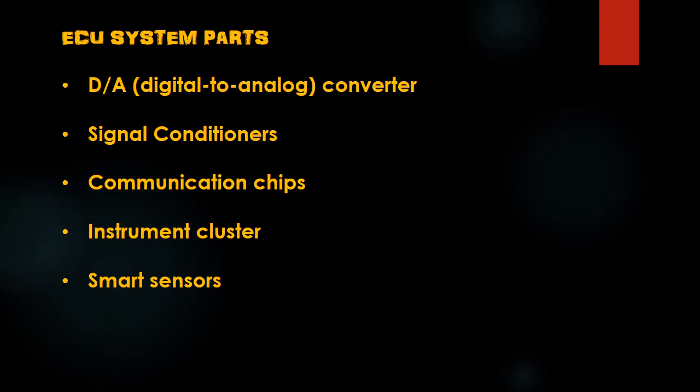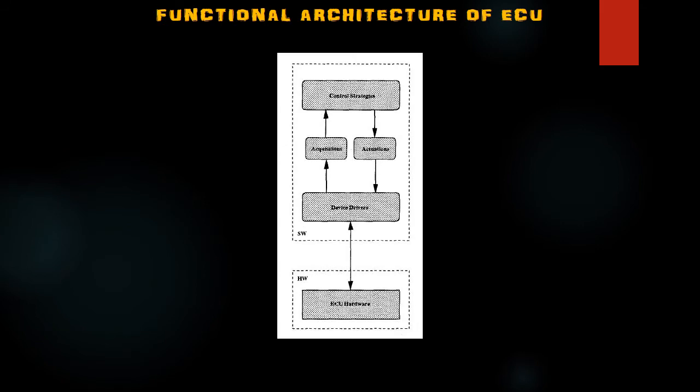Then comes the communication chips, which implement the various communication standards used in the car, like CAN, FlexRay, and LIN, which I'm going to talk about later on. Then comes the instrument cluster, which gathers and displays data from various parts of the vehicle. And then the smart sensors, which are integrated with all the electronics along with the microprocessors, that enables them to read the voltage, calibrate it using temperature compensation curves, and digitally output the pressure onto the communication bus for it to be transmitted. Then we'll speak about the main aspect, which is the functional architecture of the ECU.